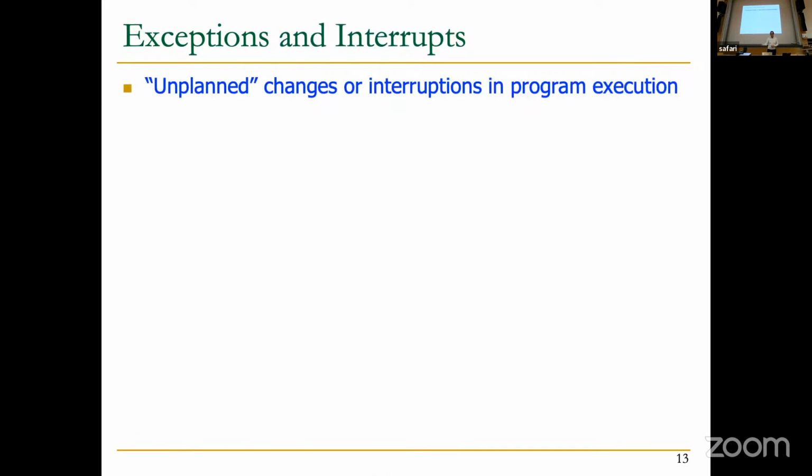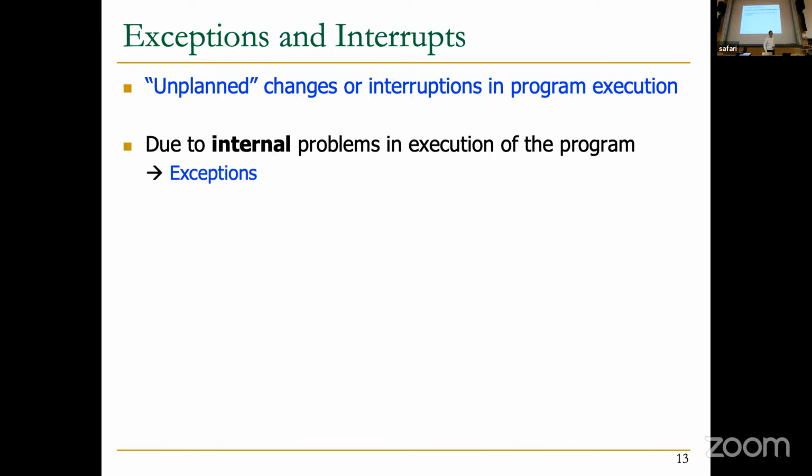Okay, so the analogy holds in the sense that exceptions or interrupts are actually unplanned changes or interruptions in program execution. So for the tram, it was an unplanned wait at the station. It could have been somewhere else also. But in programs, this also happens. And there could be two major reasons. This could be due to some internal problems in the execution of a program. Essentially, this is called an exception.